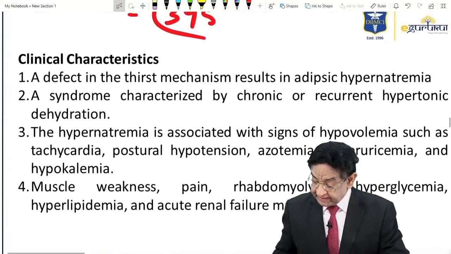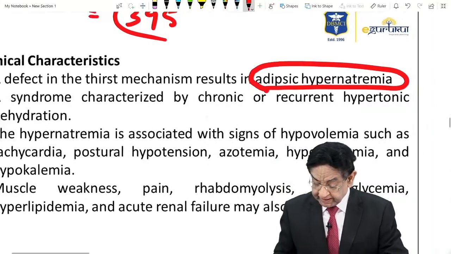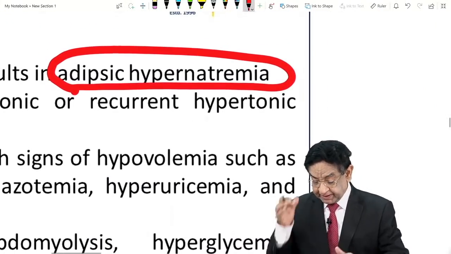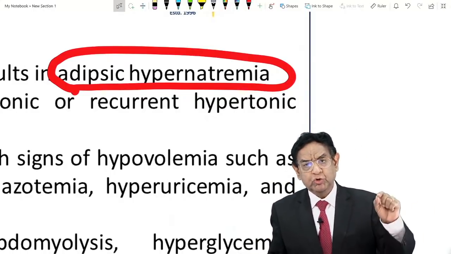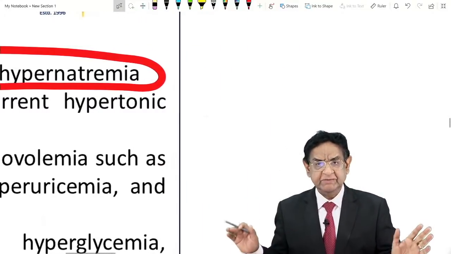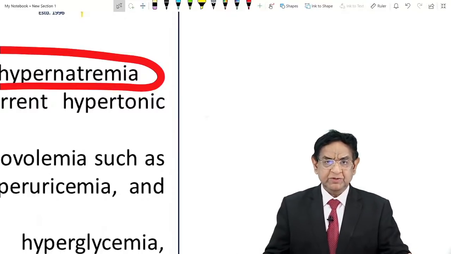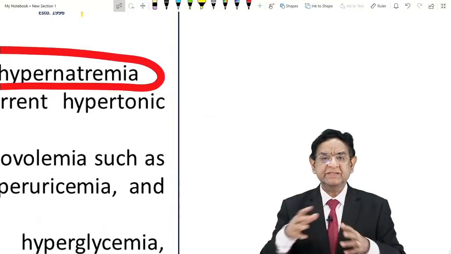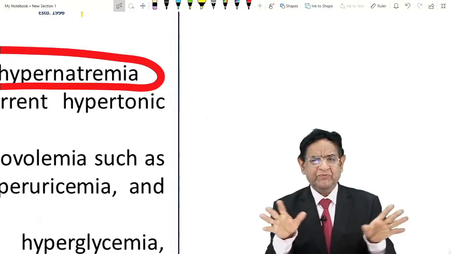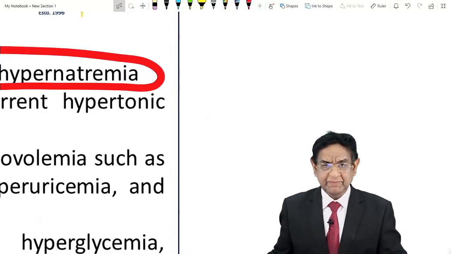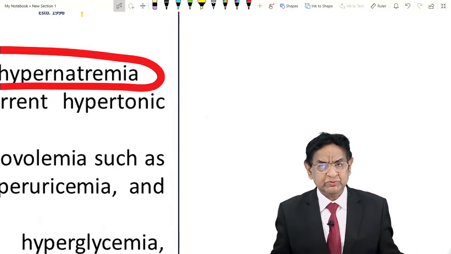So now second is adipsic hyponatremia. Write down. Heading of discussion is adipsic hyponatremia. Well, I give you a day-to-day example. You go to your friend's house. It's a summer month, 45 degrees the temperature. You are totally thirsty. You go to your friend's house and he serves you maybe a glass of Coke, Pepsi. What you say? No. First give me water. First give me water. Why?